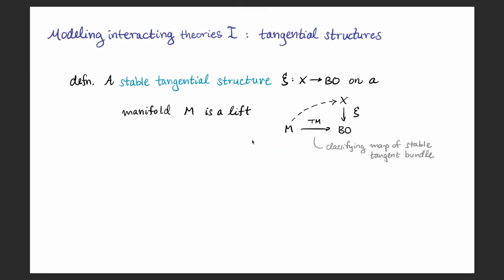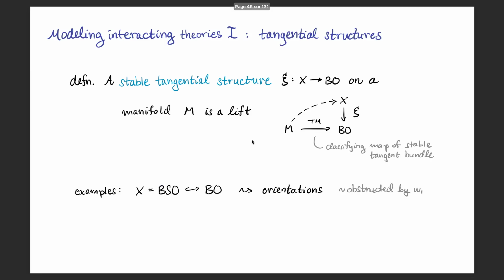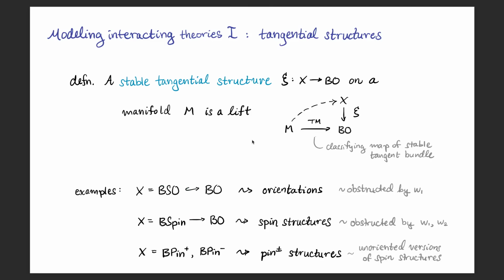So that's the K-theory side of things, and I want to say a little bit more about the interacting side. To gear up for talking about the interacting side, let me just recall the definition of a stable tangential structure. A stable tangential structure is the data of some map X to BO, the classifying space of the orthogonal group, and the structure on a manifold M is a lift of the classifying map of the stable tangent bundle of M through that map X to BO. So for example, if I look at SO including into O, this recovers an orientation for me. You can also look at spin structures, which we'll be using today, and unoriented versions of spin structures like Pin plus and Pin minus, which will be really important examples for us.